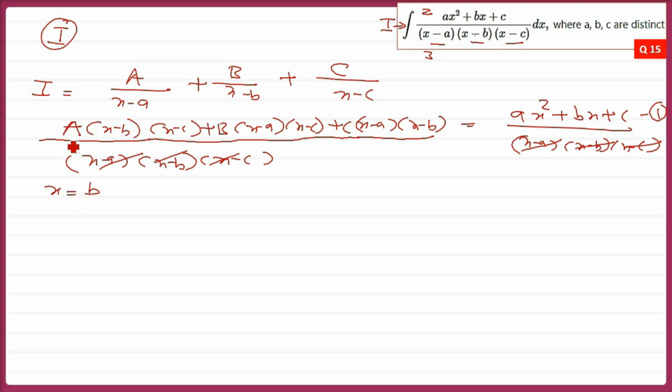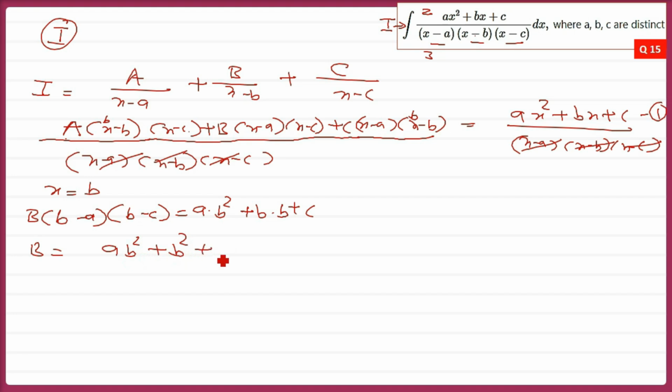Now we need to multiply these, or you can do one thing. If you put x equals b, then the first term and the third term on the left hand side will vanish. Only the middle term will remain. And this b has to be on both the sides. You have to replace it on both the sides. So when we place x equals b, the first and the third term I'm not writing because they will eventually be 0. And in the middle one, x minus a is b minus a and x minus c is b minus c. This becomes equal to ab square plus bb plus c. So B became ab square plus bb plus c divided by the 2 factors, which is b minus a into b minus c. So in the same way, we will find out the value of A and C also.